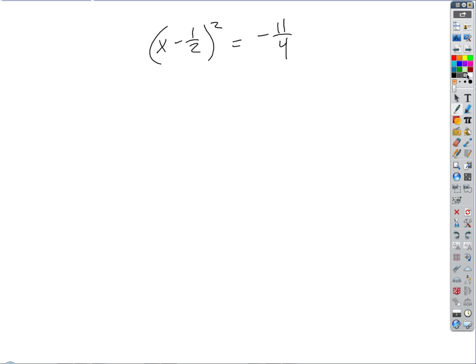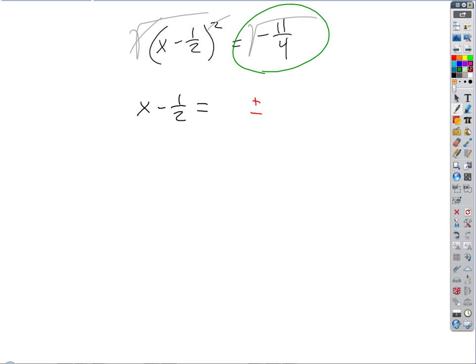If I square root both sides, that's going to cancel the square. That's good. So that gives me x minus 1/2 equals. Now let's be careful with this. What do I always have to include if I square root both sides of an equation? Plus or minus. Good. So we get a plus or minus, and then I've got to just simplify that.